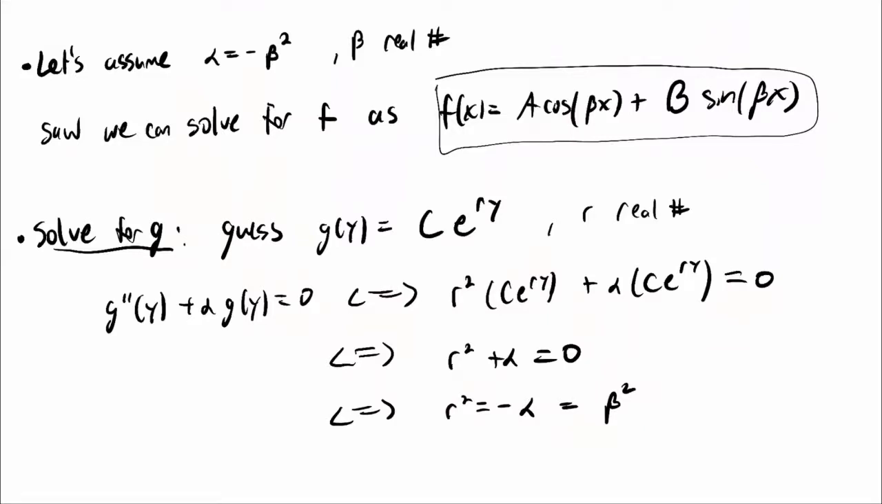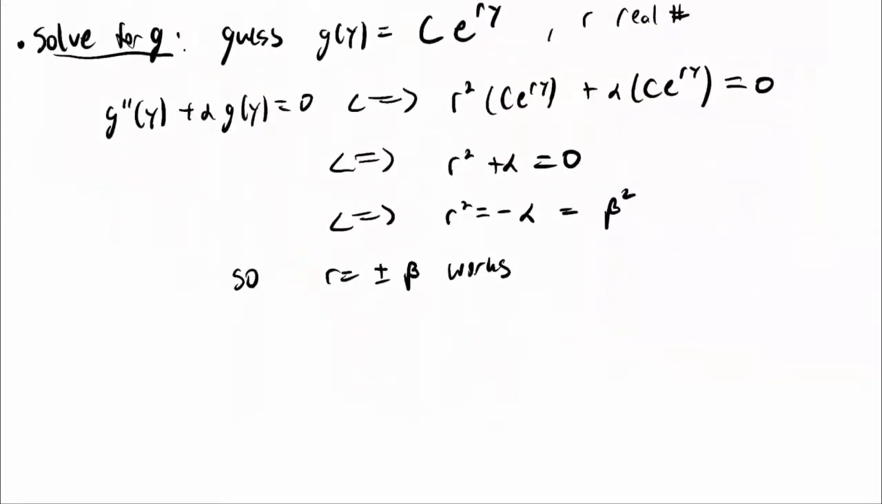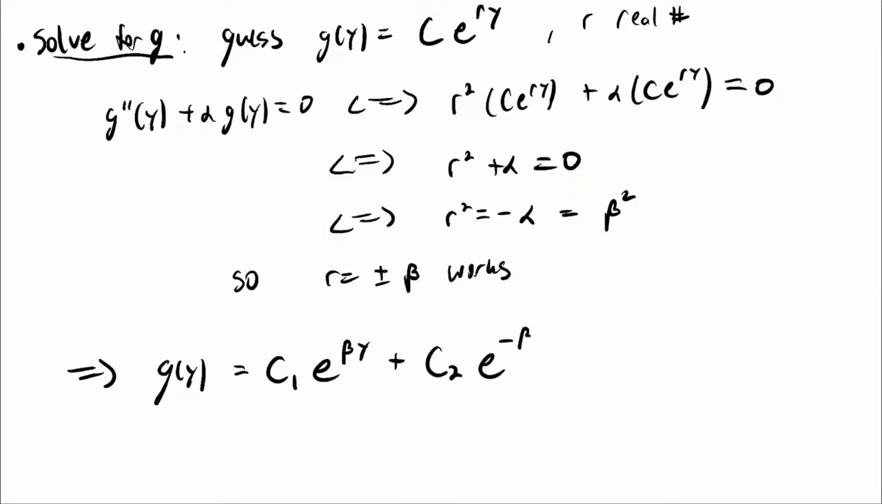And so in particular, this tells me that r is plus or minus beta works. So I can take either c times e to the beta y or c times e to the minus beta y, and both of those will give me solutions. Since this equation is linear, I may as well add those two together to get a more general solution. So we're going to use the linearity and combine these two. And so then we're going to end up with our function g: maybe some constant c1 times e to the beta y, plus potentially a different constant c2 times e to the minus beta y. And so that's going to be our candidate for g.